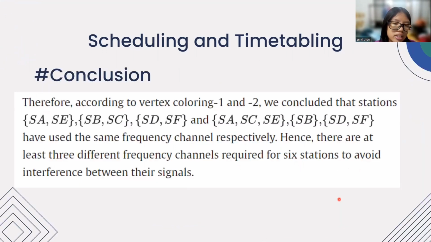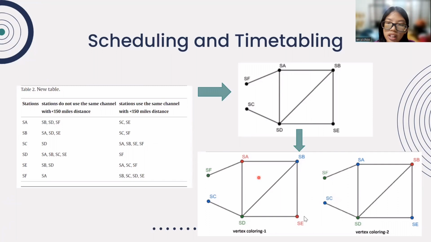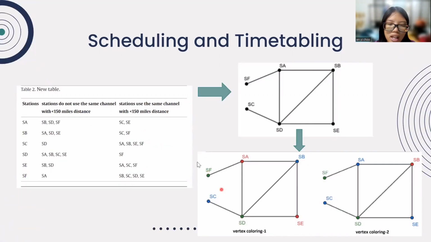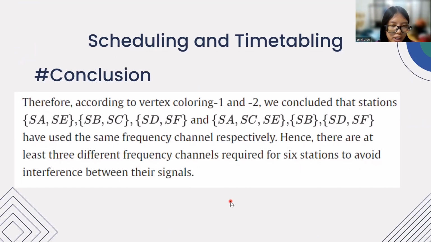Then we need to categorize it into a conclusion. In conclusion, SA and SE can be together because they do not intersect with one another and they have different colors. So it's SA and SE. And SB and SC have the same color and do not intersect with one another too. And lastly, SD and SF have the same color and do not intersect with one another too. So this is the conclusion for it.